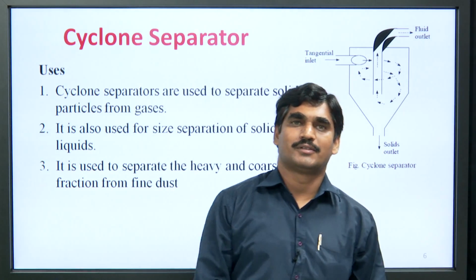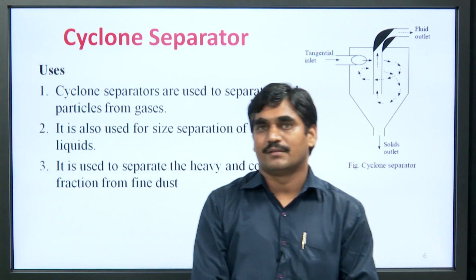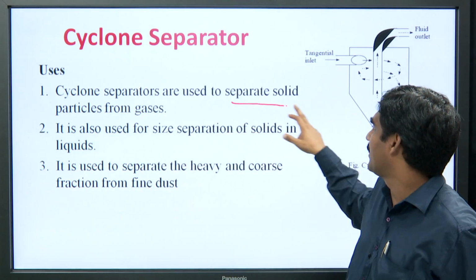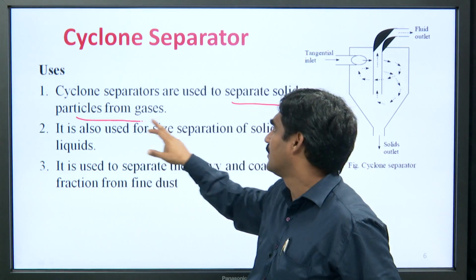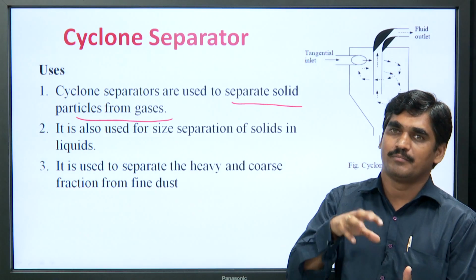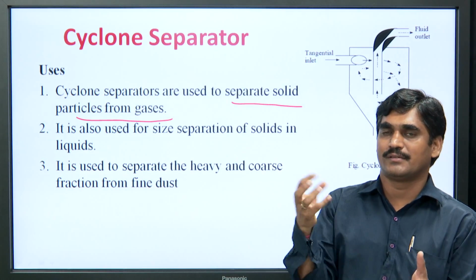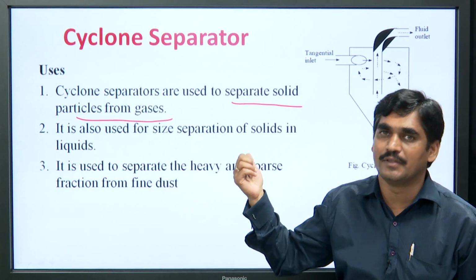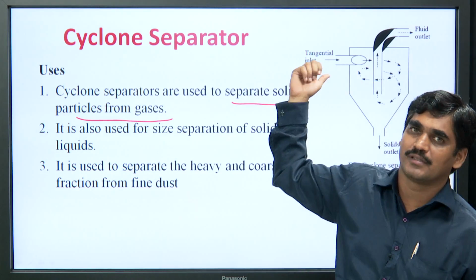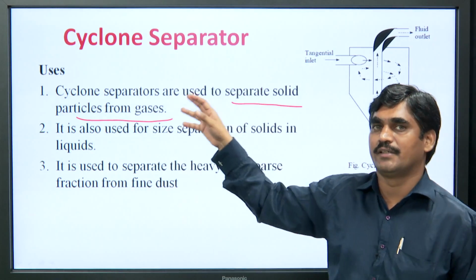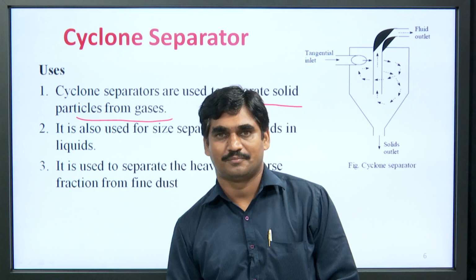Uses of cyclone separator. Cyclone separators are generally used to separate solid particles from gases. How? A suspension of solid particles in air is prepared, that is, air is used as the fluid and it is entered into this system. So, with the help of this cyclone separator, solid particles get separated from gases.